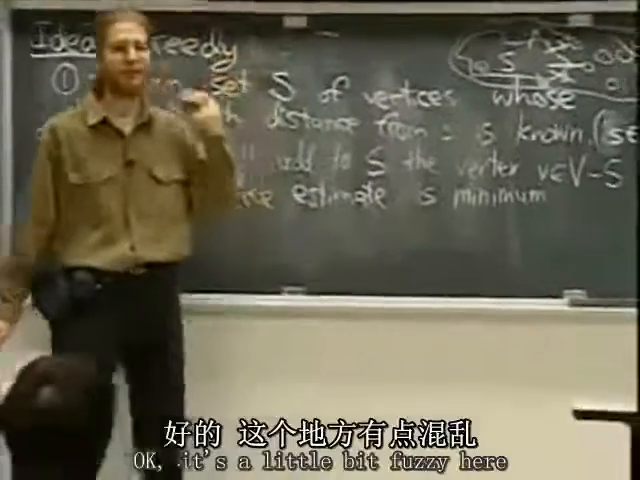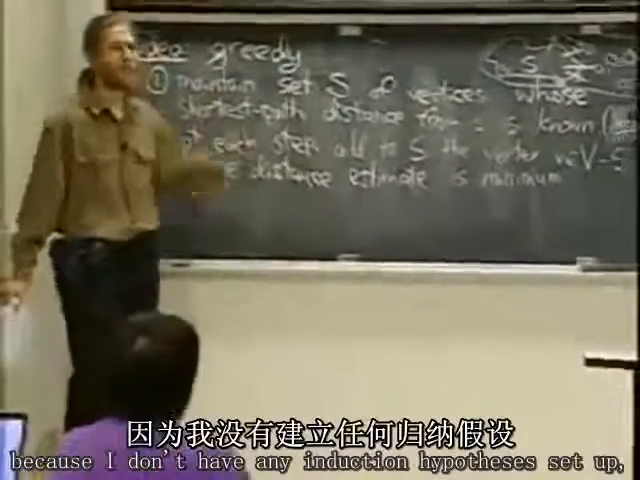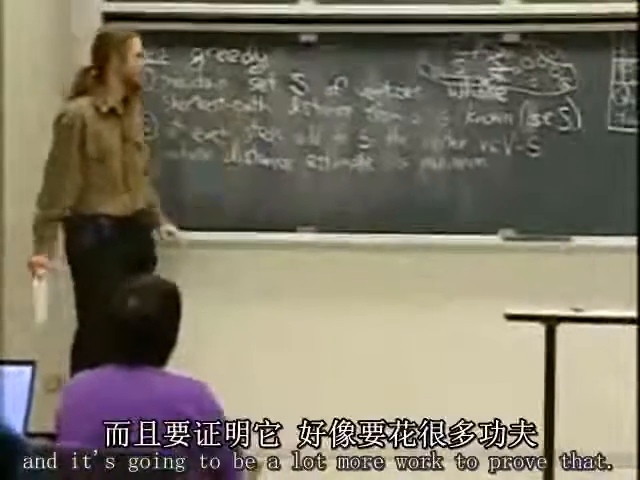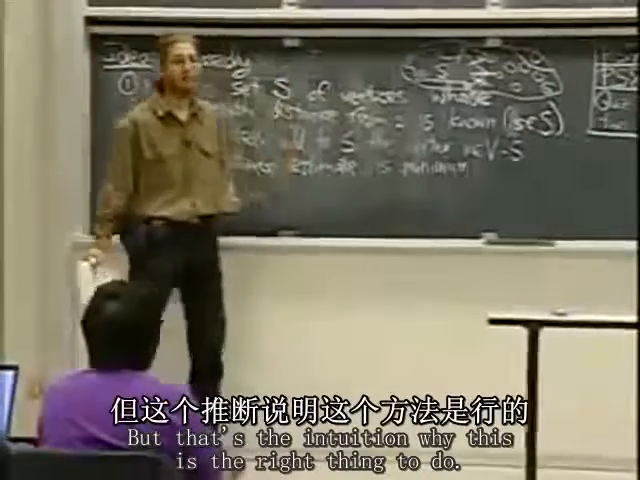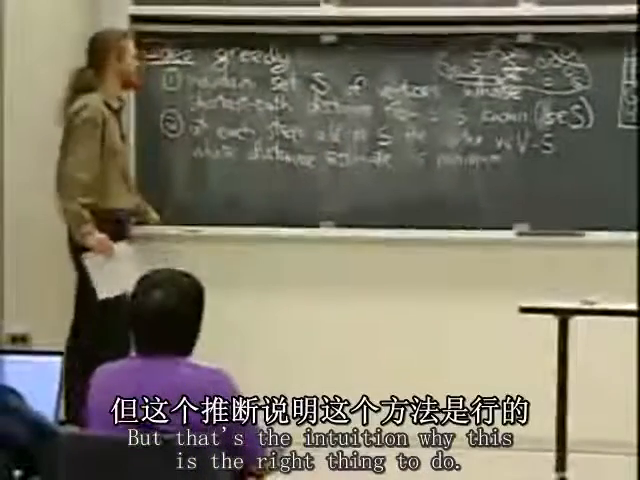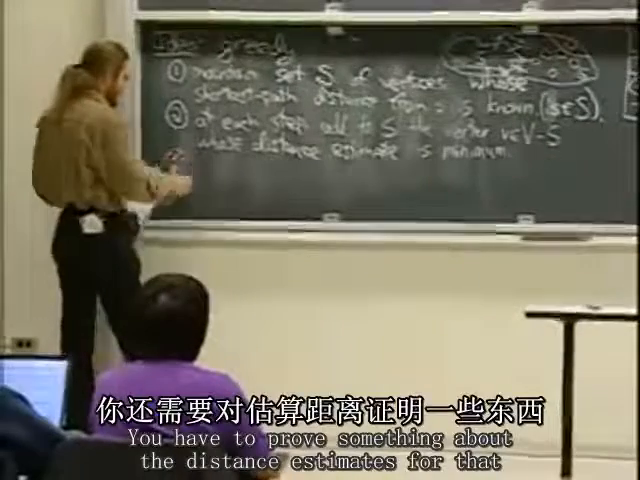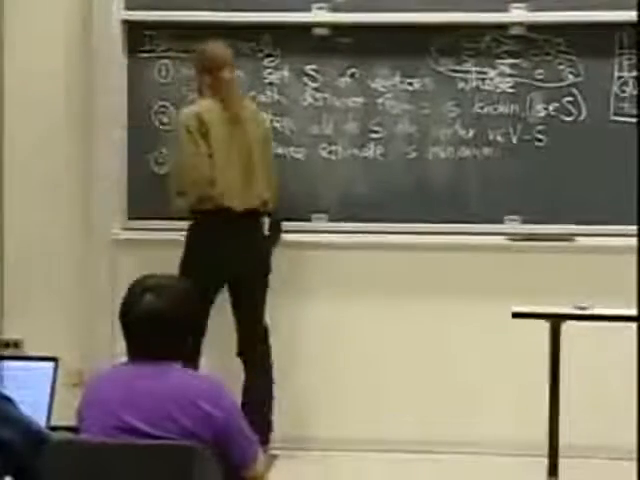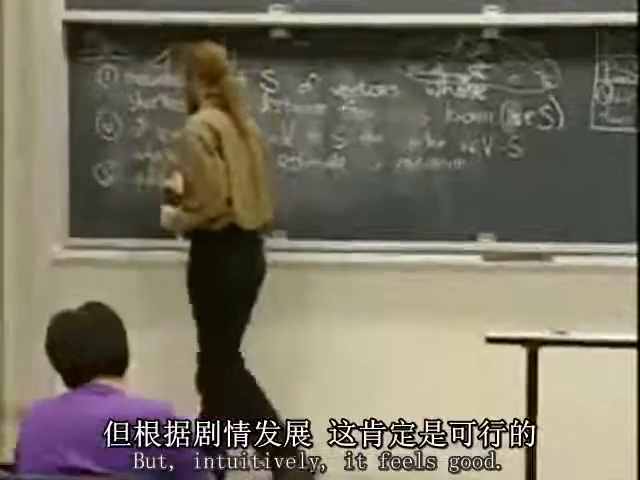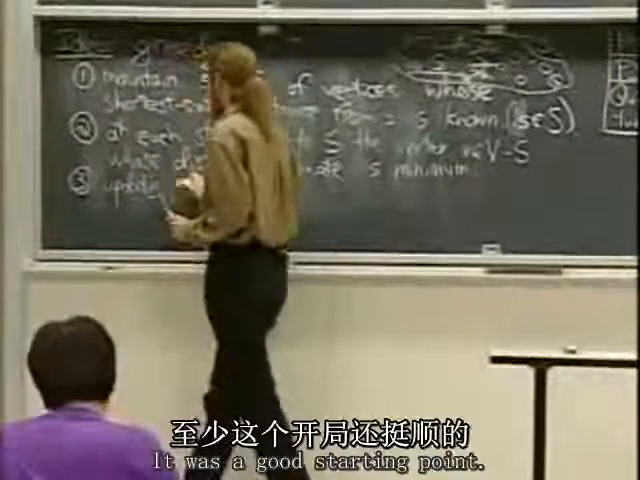It's a little bit fuzzy here because I don't have any induction hypotheses set up, and it's going to be a lot more work to prove that, but that's the intuition why this is the right thing to do. You have to prove something about the distance estimates for that to be a proof, but intuitively it feels good. Always a good starting point.